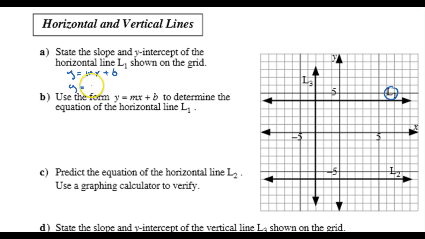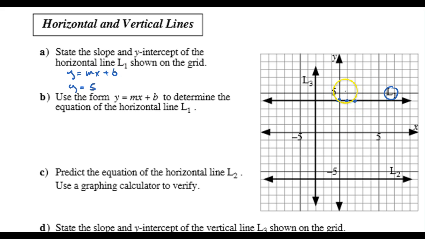So 0 times x is just 0, so I'm just going to be left with b. Well, what's b? B is over here, the y-intercept, and that's 5. So it's just going to be y equals 5. And that kind of makes sense. There is really no specific x-coordinate here; there are an infinite amount of x-coordinates. The y-coordinate is always 5. Doesn't matter what the point is.